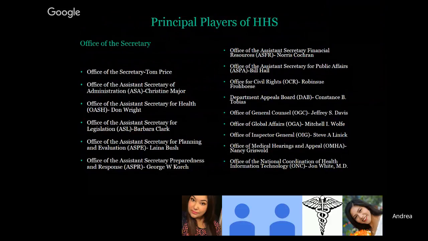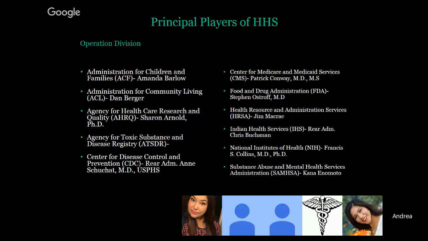Davis. The OGA is Mitchell I. Wolf. OIG is Steve A. Lennick. OMHA is Nancy Griswold. The ONC is John White. He's an MD. And then at the end of the site, we also have a link to all these people.